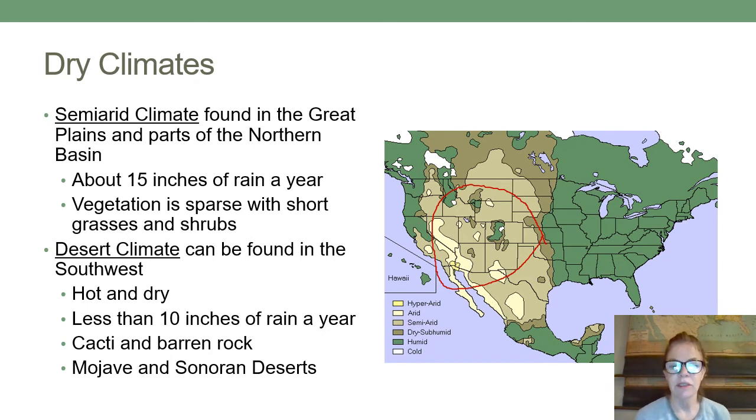So the semi-dry, the semi-arid, those are in the Great Plains, parts of the northern basin. They only get about 15 inches of rain a year, right? And there's not much vegetation there. Maybe grasses and shrubs and that sort of thing. And then the desert climates are in the southwestern part of the United States. So the Mojave Desert, which is located right in this region. It's very hot and dry, and it only gets less than 10 inches of rain a year. There's cacti, desert plants, and ecosystems there. So Sonoran Desert, the Mojave Desert, those locations are very, very dry.